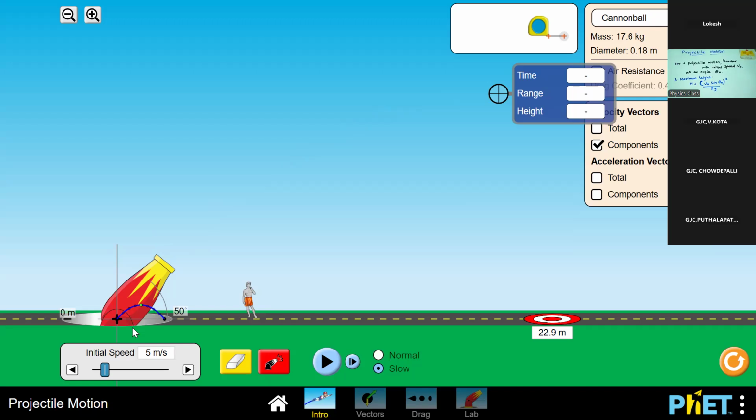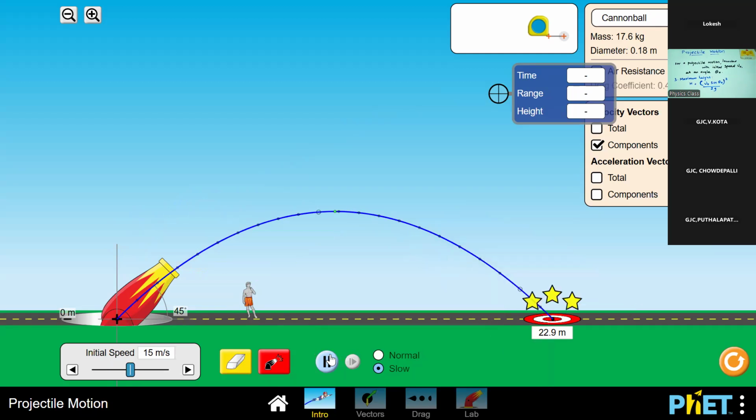Okay, right. So let's try firing again and pause at the peak. For example, choose 45 degrees, with initial speed, for example, 15 meters per second. Now click fire. So 22.9 meters. This is the maximum range for that angle, 45 degrees.